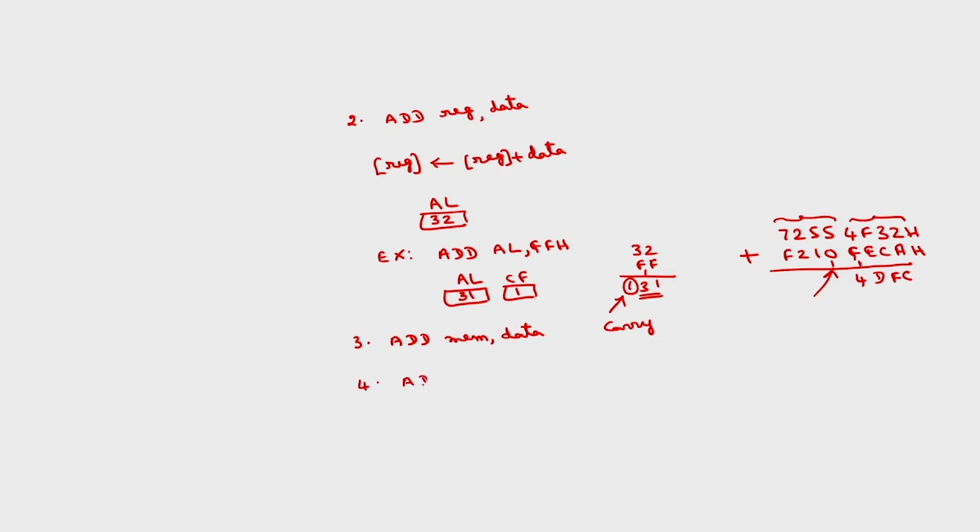We can have ADC register/memory 2, comma, register/memory 1. Both cannot be memories. The operation is that register/memory 2 will be added with register/memory 1, plus the status of the carry flag is also added, and the result is stored in register/memory 2.